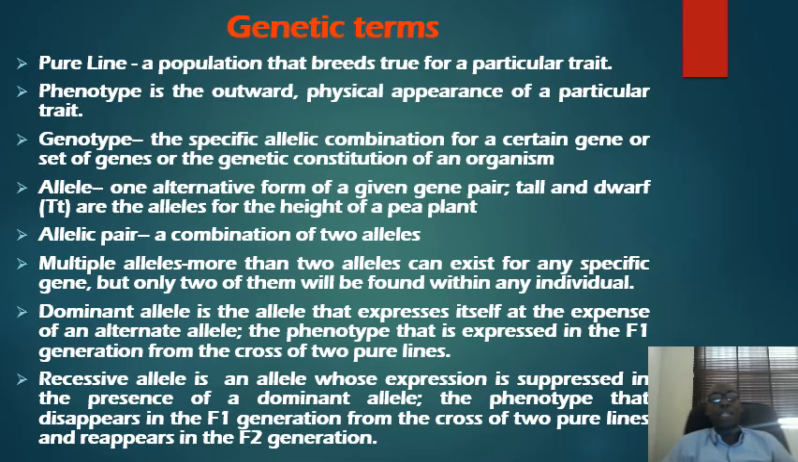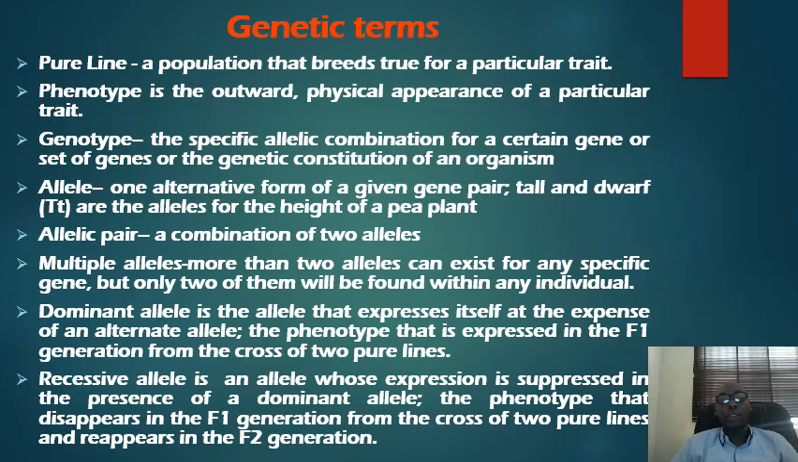Phenotype is the outward physical appearance of a particular trait. The genotype is a specific allelic combination for a certain gene or set of genes, or the genetic constitution or composition of an organism. Allele: one alternative form of a given pair of genes. It could be tall or dwarf in the case of height for pea plant. We talk about allelic pair, a combination of two alleles, as you have here.